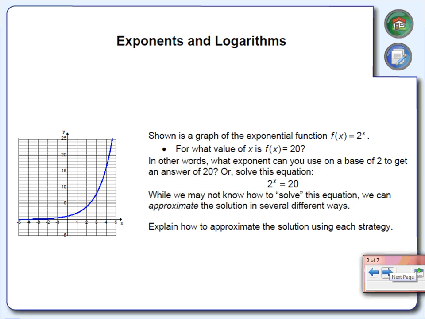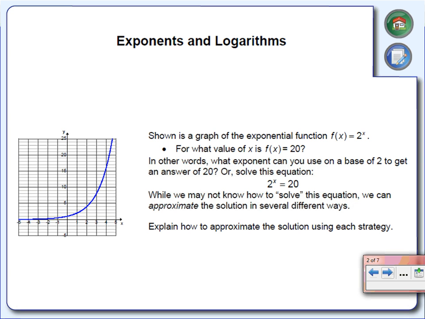That graph that you see is the graph of the exponential function y equals 2 to the x power. What we want to know is for what value of x is the function equal to 20? Or in other words, what exponent can we use on the base 2 so that we get an answer of 20? So what we're really trying to do is solve this equation: 2 to the x power equals 20. What can I replace x with so that the answer I get is a 20?